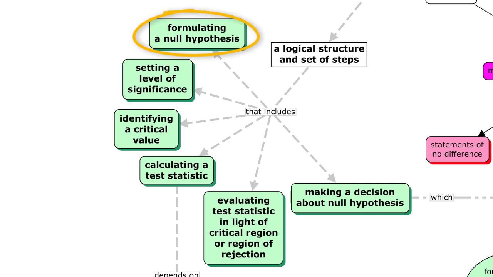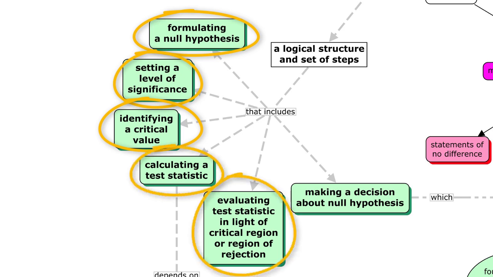Formulating a null hypothesis. 2. Setting a level of significance. 3. Identifying a critical value. 4. Calculating a test statistic. 5. Evaluating the test statistic in light of the critical region or region of rejection. And last but not least, step 6, making a decision about the null hypothesis.